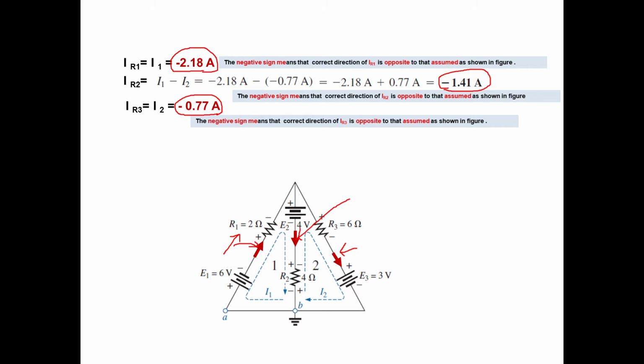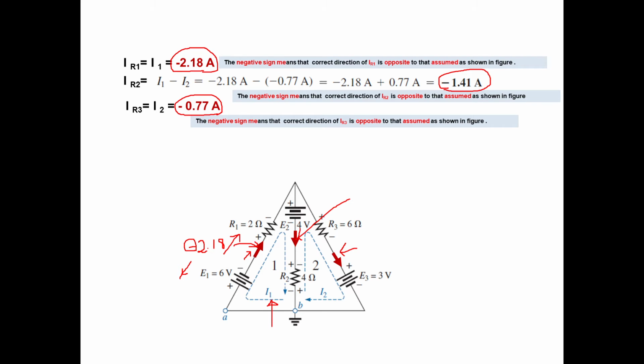So what is the correct direction? Correct direction is opposite to the direction of the current shown by the mesh. So here, if you draw this arrow mark along the direction of the mesh current, you have to write it as minus 2.18 ampere. So why minus? Because our assumption is wrong. Actually the current is not flowing like this. The current is flowing in the opposite direction like this.